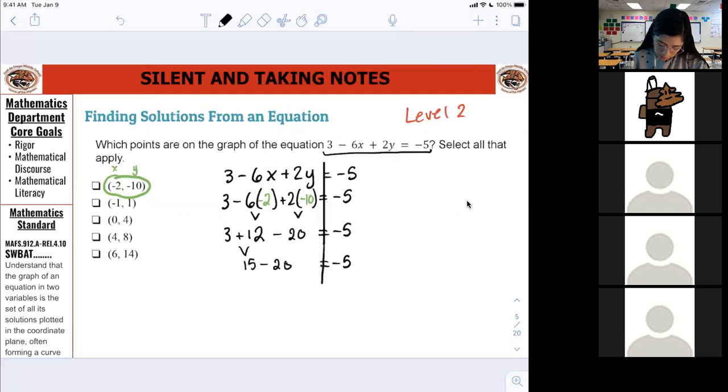18 much. And 15 minus 20 gives me -5. Okay, so check out what I have here. I got -5 on the left. I have -5 on the right. This is a true statement. -5 equals -5, right?